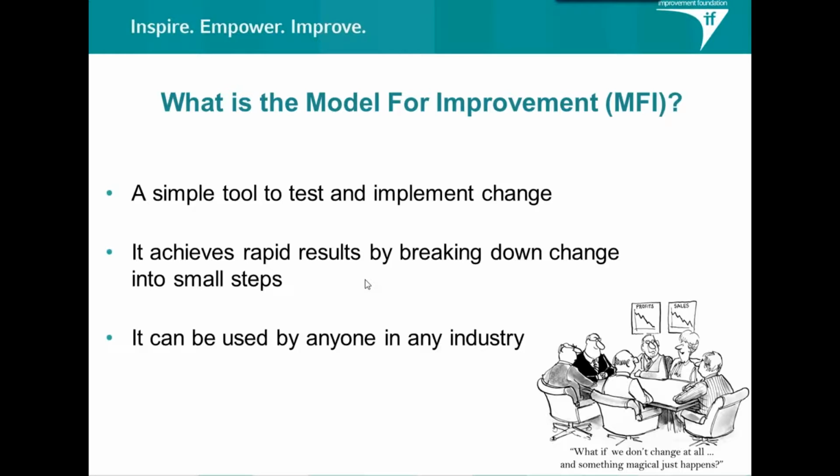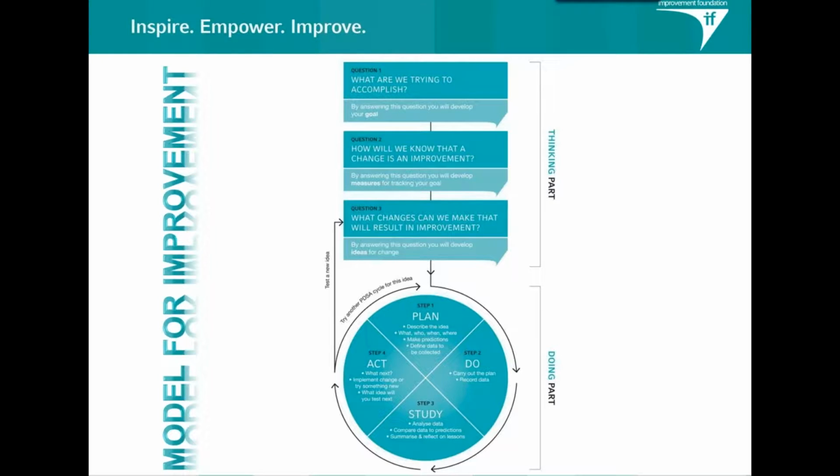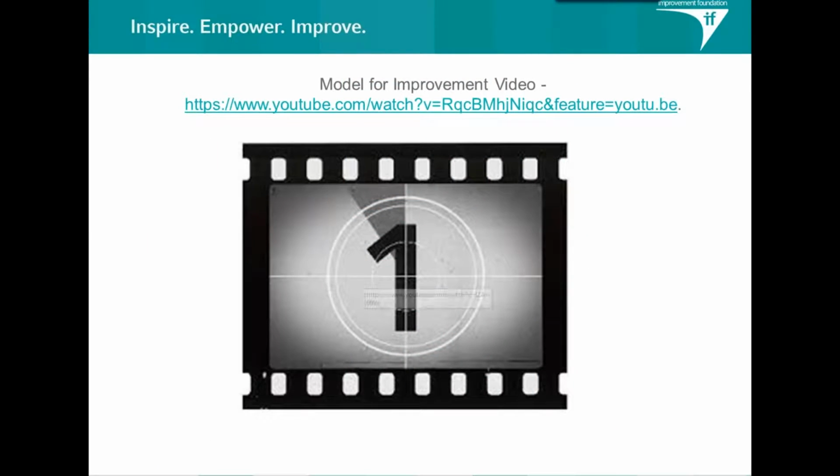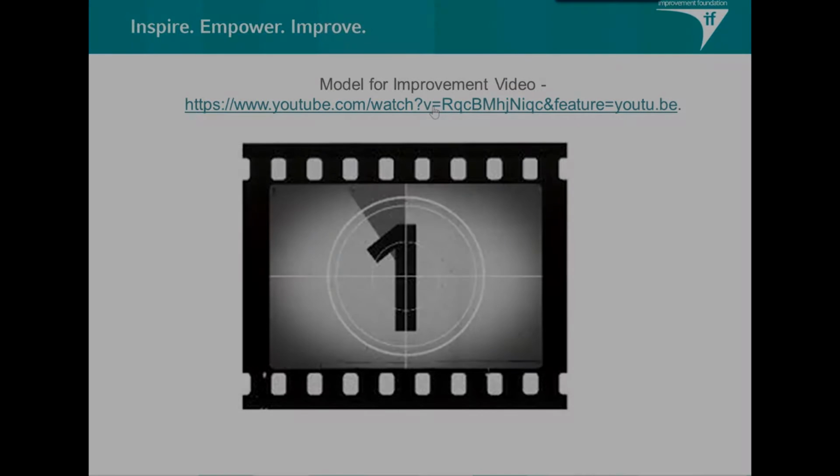So we've got these great big ideas, but how do we implement them? We're going to break the ideas down into small achievable steps. And it can also be used by anyone in any industry, and it has been used globally around the world for some really good projects. The Model for Improvement has 2 parts. It has a thinking part, which comprises of 3 questions, and also the doing part. So what we're going to do is we're going to actually watch a 3-minute video now which talks to you about the Model for Improvement, just to give you a bit of an overview.